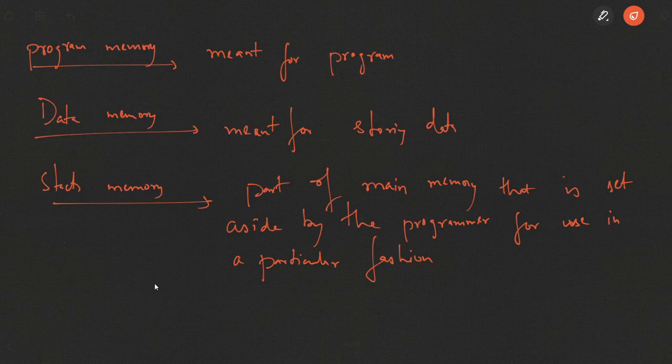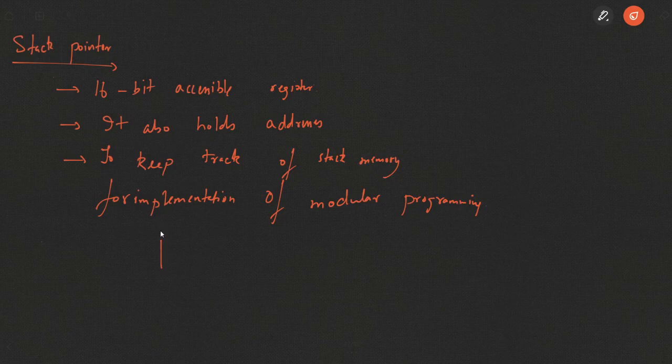So what basically happens here is, say for example, we are executing a program, and there is a certain other program that needs to be executed within this program.